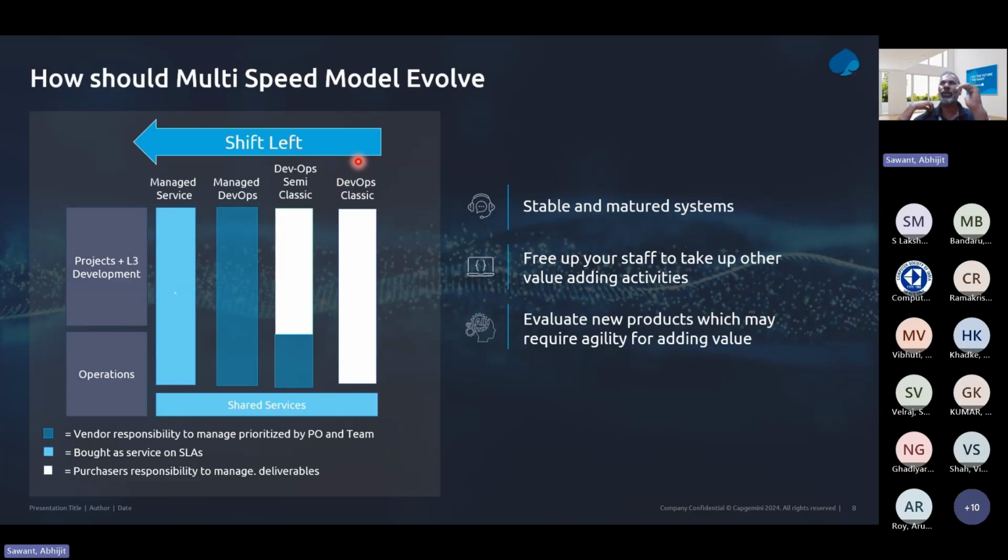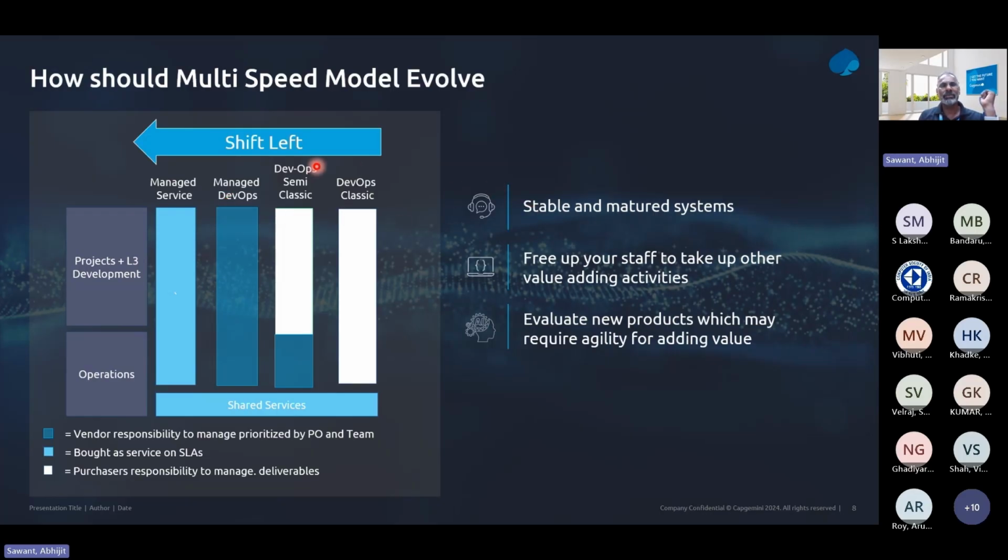So even when you are proposing in your large RFPs, which have a 5 year or 8 year duration, you should also be looking at optimizing and further rationalizing this portfolio by already proposing some movements from DevOps classic to DevOps semi-classic, and maybe managed DevOps to managed services and so on. So you're actually reducing and optimizing the cost baseline as well.